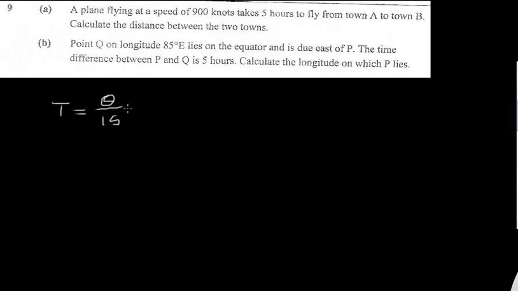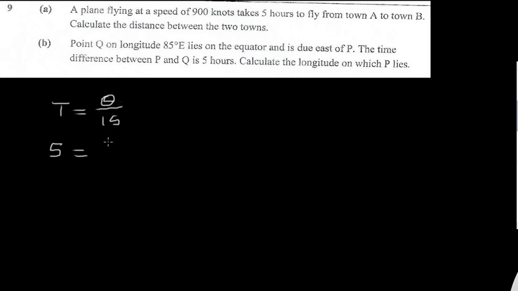So firstly, what we are going to do is replace this t with 5 hours. Why? Because we've been given the time difference between the 2 points. So the time difference is 5 hours. And what are we looking for? We're looking for the longitude on which P lies, and we can't find it without first finding the difference in longitudes.